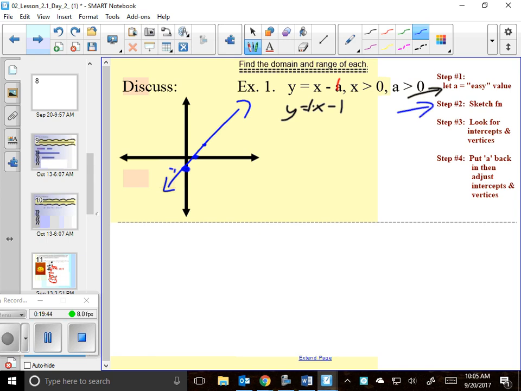Next step. Look for intercepts and vertices. Okay, well, this thing doesn't have any high spot or low spot. Like if this was a parabola, that would be important, right? So what are the important spots? Well, I guess it hits here and it hits here. Now, we made this one up by picking a as just being 1. Do you get that was basically picking the y-intercept to be 1? We had a choice of all the numbers that were bigger than 0. What's something bigger than 0, but not quite 1?